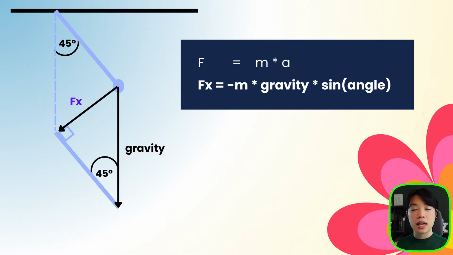But because we're in the virtual world, we can assume that friction equals 0, and that is why our pendulum will swing forever. Now let's calculate the force in the x direction, and we can use the equation F = ma. Based on this diagram, F_x equals negative m times gravity times sine of the angle. It is negative because the positive x direction is to the right and negative is to the left.